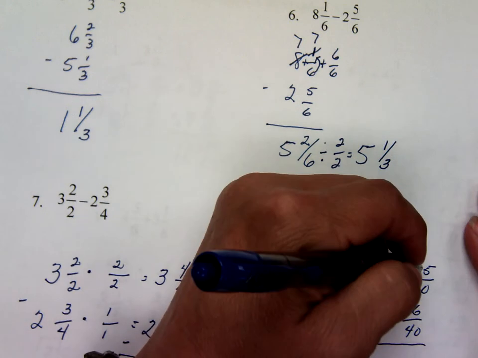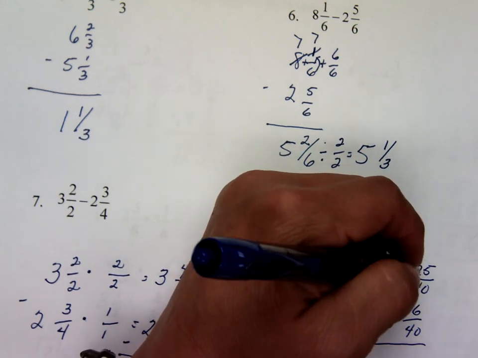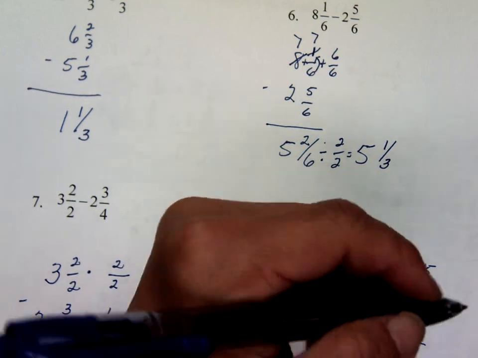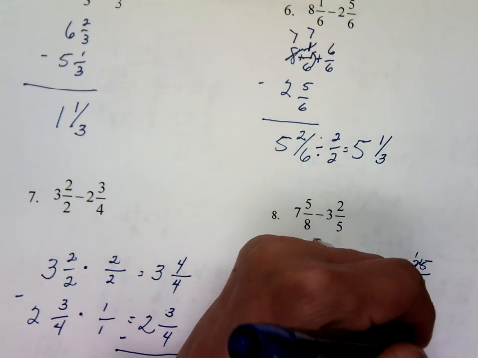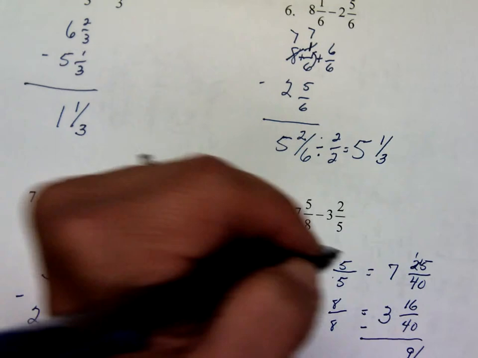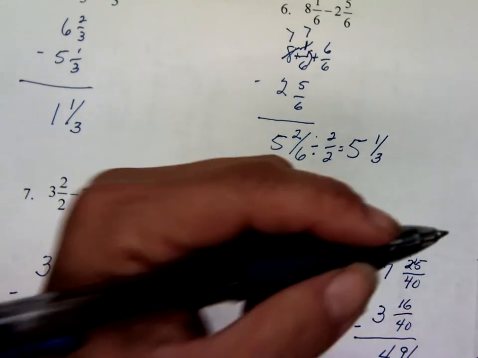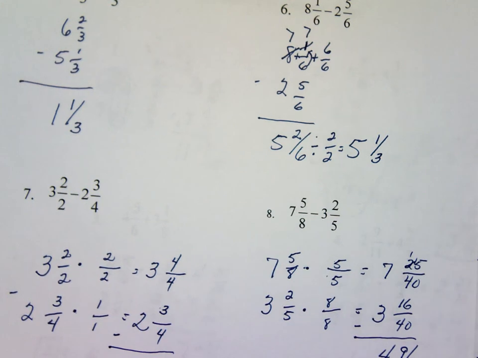Subtract. 25 minus 16, you have to borrow, so this would be 9 over 40. And 7 minus 3 is 4. And that is reduced to its lowest terms.